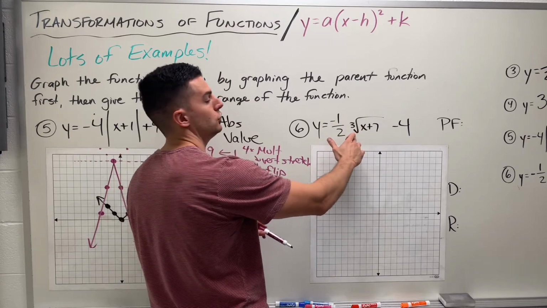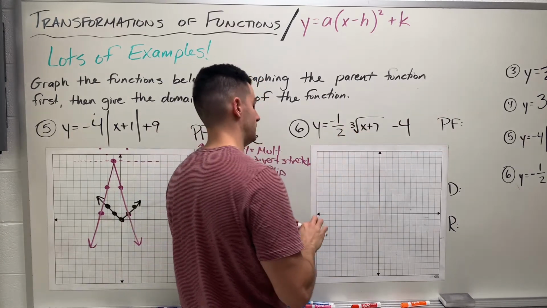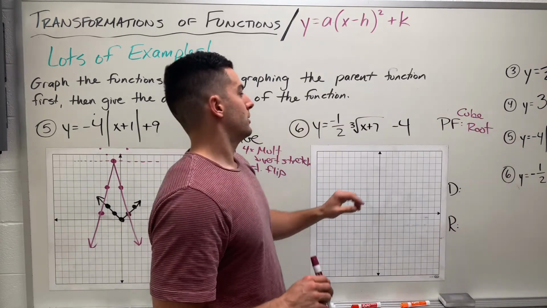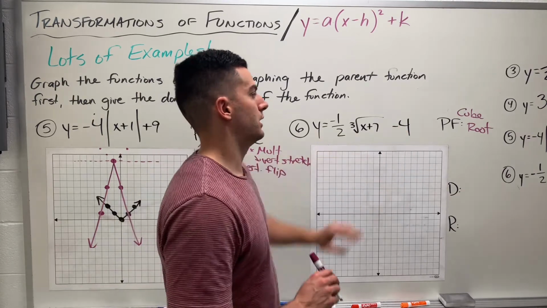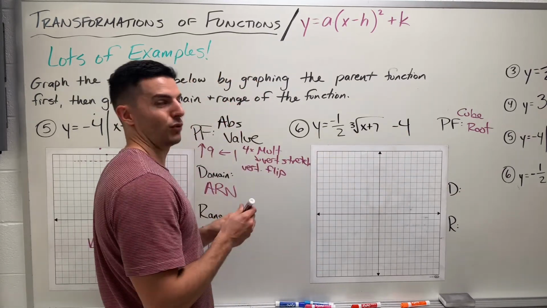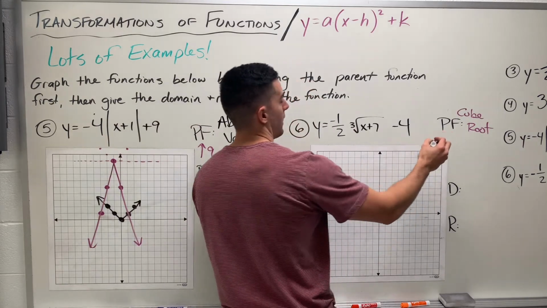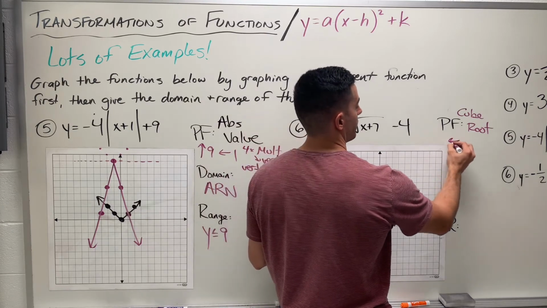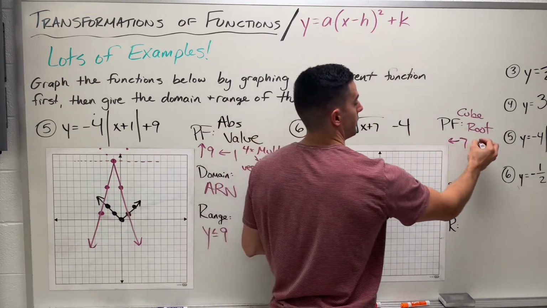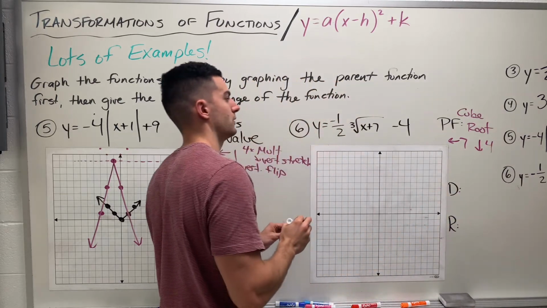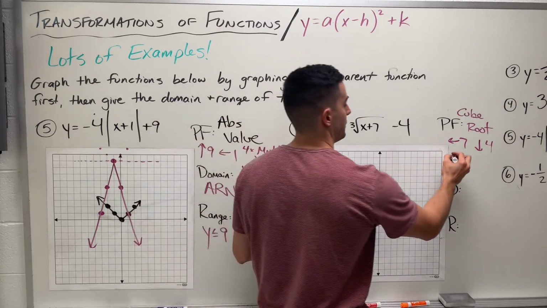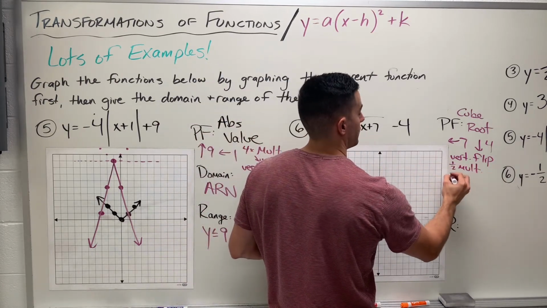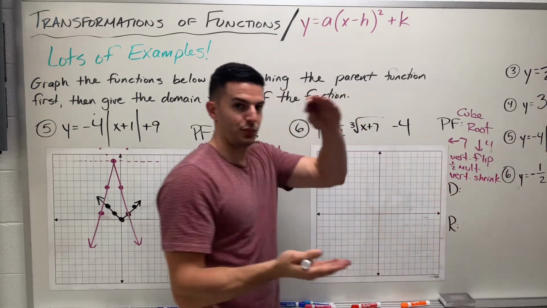Last one, number 6, another big guy. Negative 1/2 times the cube root of x plus 7, minus 4. Okay, so the parent function is a cube root. So again, look at my equation. I've got transformations, again, 4 of them. Again, my vertical and horizontal, so h value plus 7, so that means left 7. Negative 4 is my k value, so that means down 4. Negative 1/2, so that negative means a vertical flip, and then that 1/2 means a 1/2 multiplier, so that is a vertical shrink. Okay, so it's going to be pushed down a little bit.